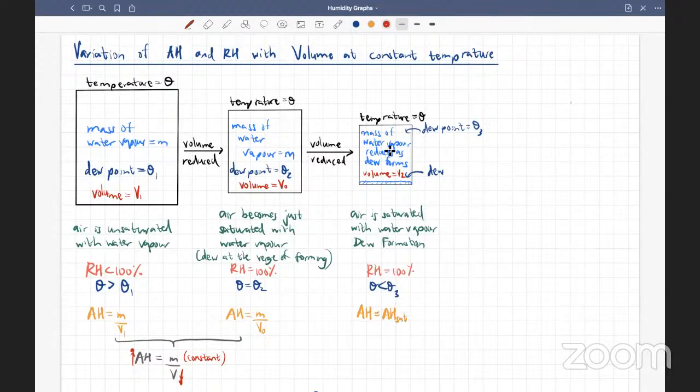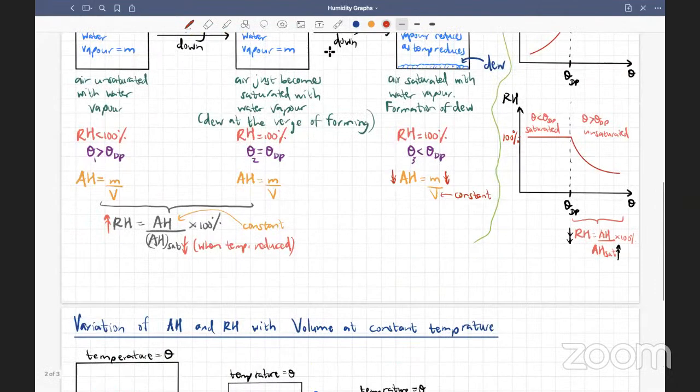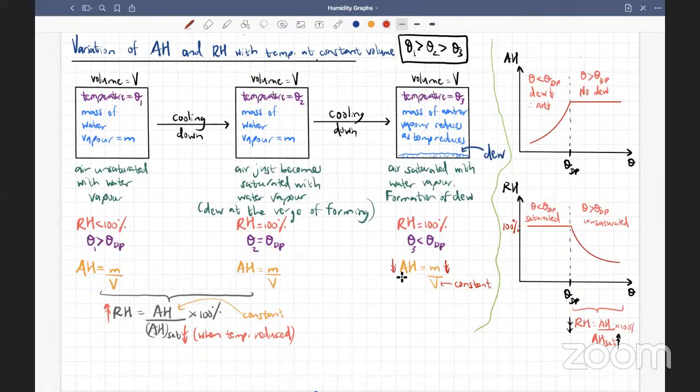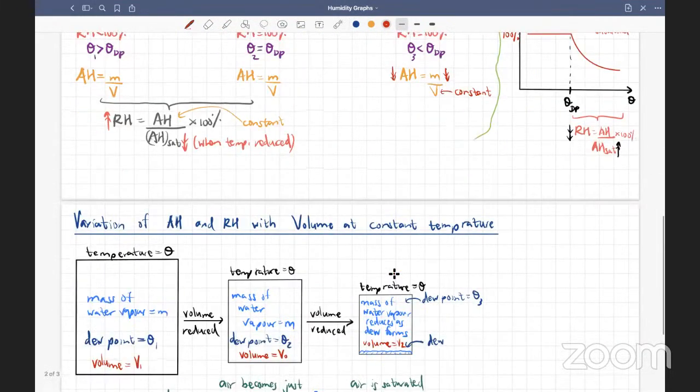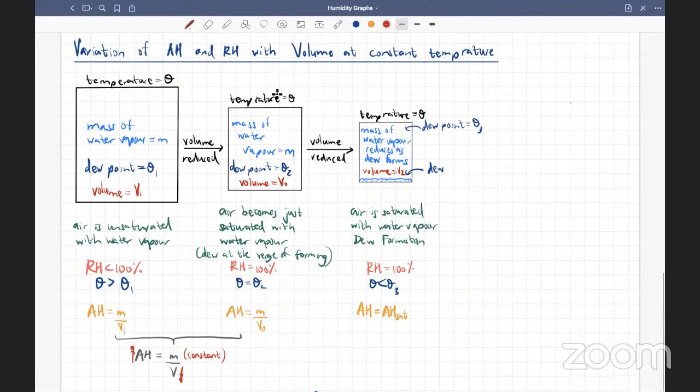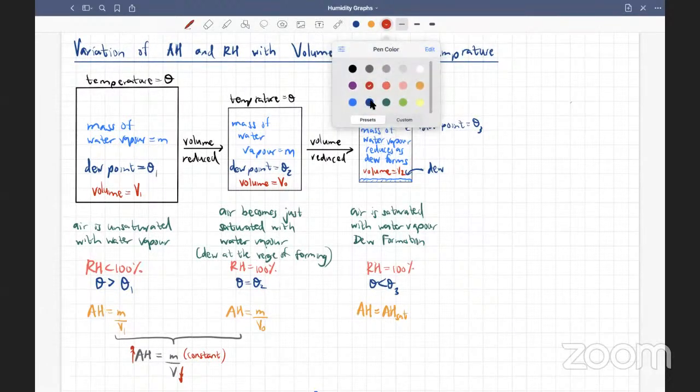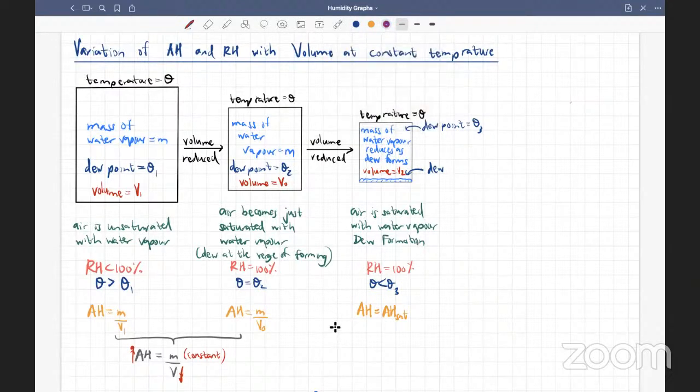Now AH is saturated here. Once AH is saturated, and we are reducing the volume, when we reduce the volume, we are not changing the temperature. Earlier we changed the temperature, so absolute humidity can change there. But here, absolute humidity, once it becomes saturated, if you don't change the temperature, it can't change. I'll explain that further. I know you have some doubts about that, but I'll just quickly explain it.